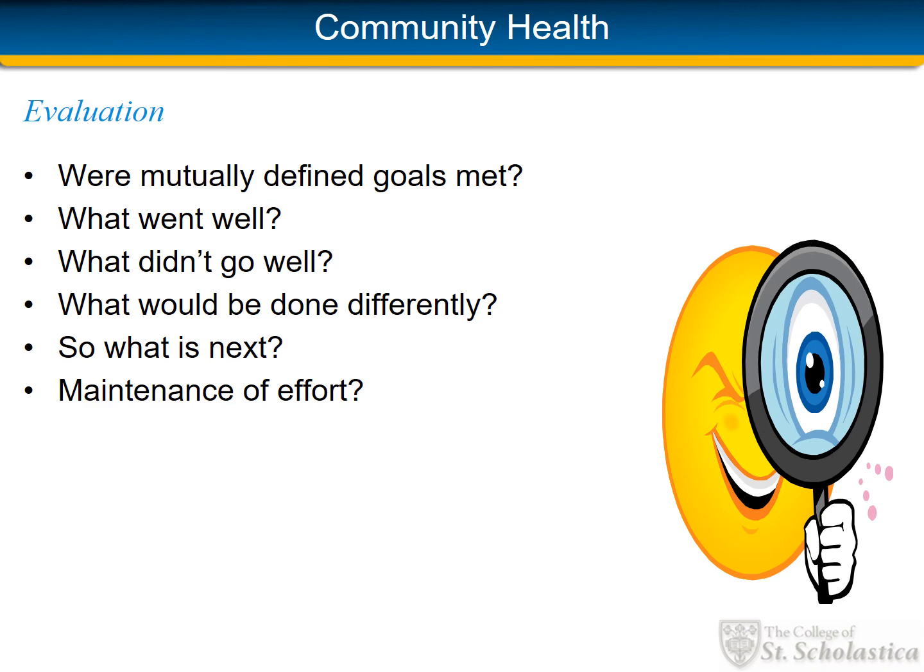Summative focuses on goals or outcomes of the interventions. So the first question, were mutually defined goals met, would really be looking at summative. Once we take a look at and evaluate this information, we then need to be asking ourselves, so what is next? What might we do differently? How might we modify or change these interventions if we haven't achieved the health outcomes in our community?